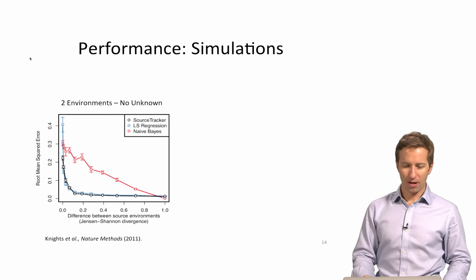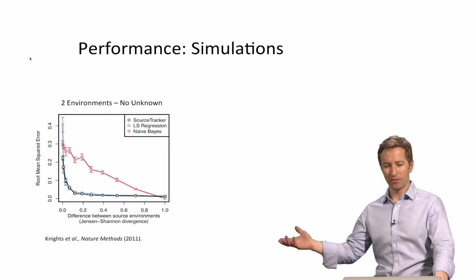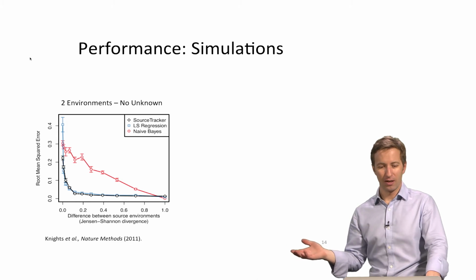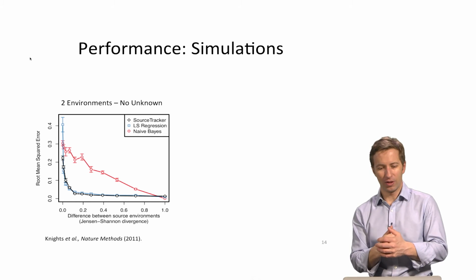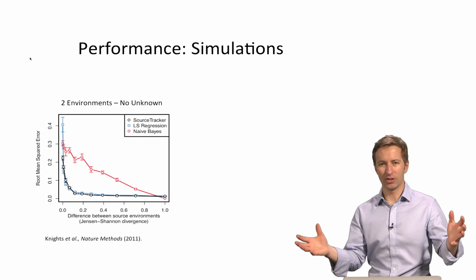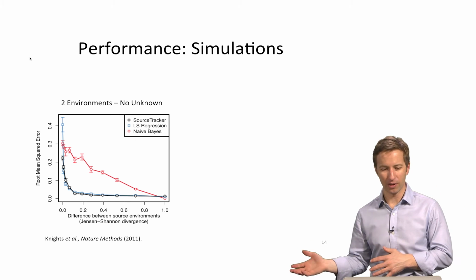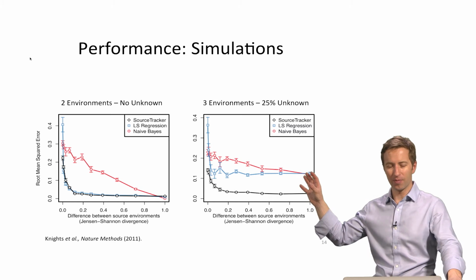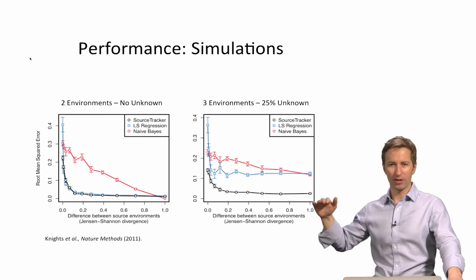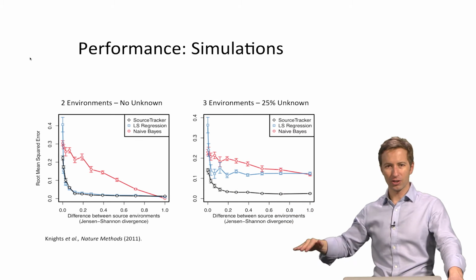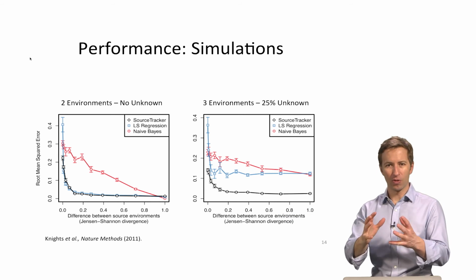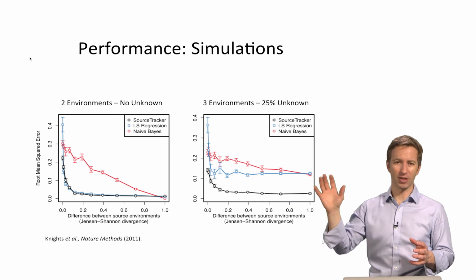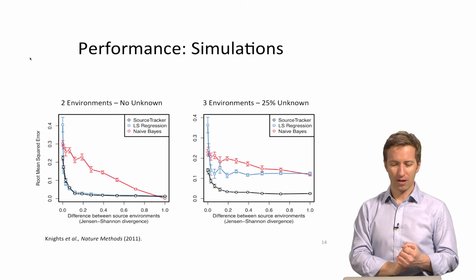And what we find is that when there are no unknown environments, it does just as well as least squares regression, which means that we just spent a whole lot of computational effort for no benefit, because least squares works just fine. But when we go to the unknown environment, where the other two methods fail, Sourcetracker actually can recover the mixing proportions of species from the unknown environment, and therefore also the mixing proportion of the unknown environment in the new sample.